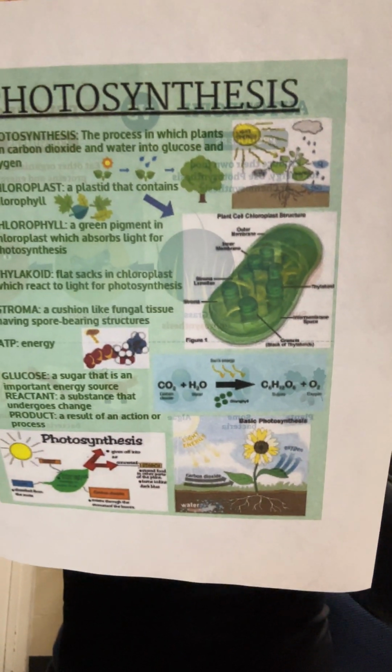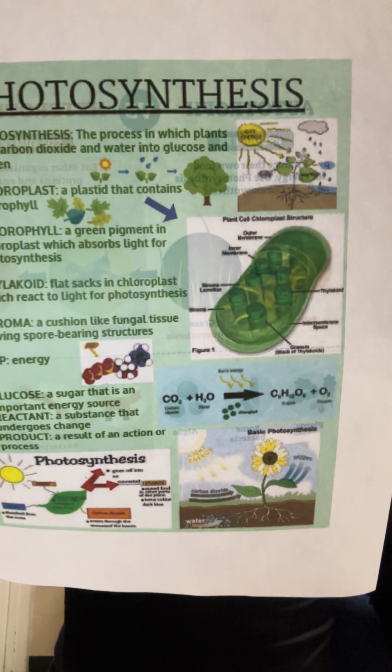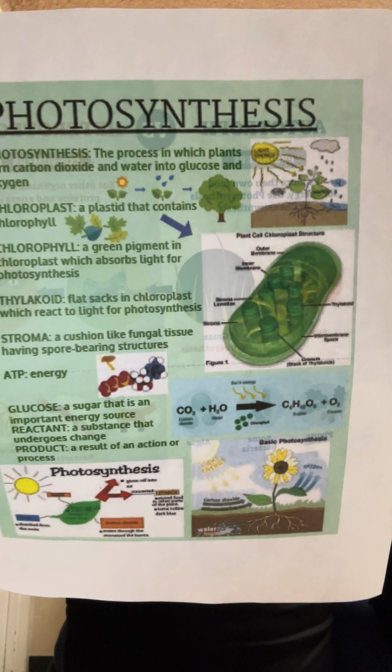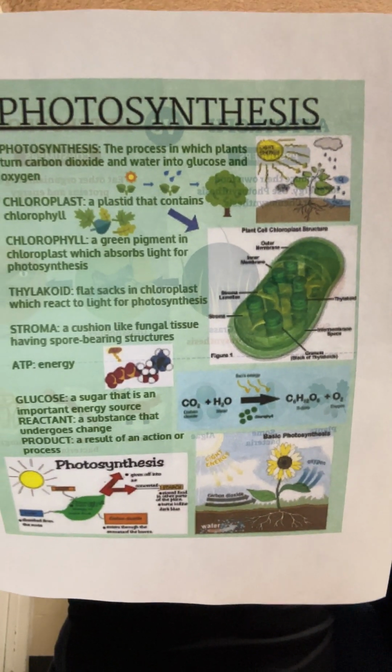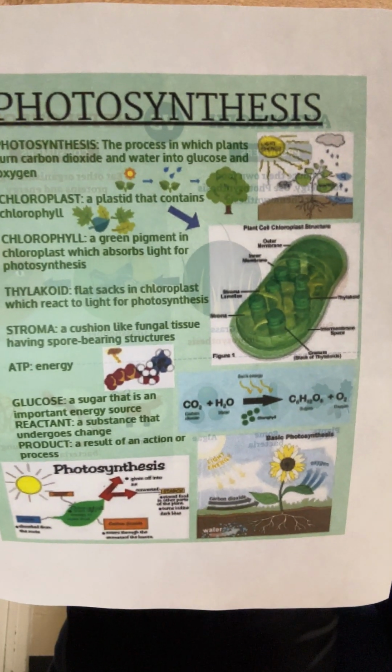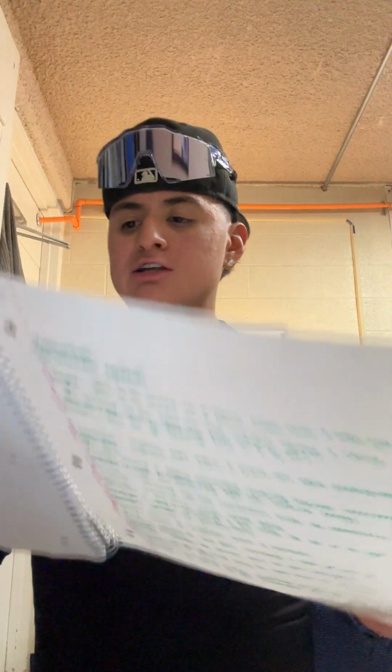Now the stroma is a gel-like fluid filling the space inside the chloroplast surrounding the grana. Its function is that it is the site of the light independent reactions known as the Calvin cycle, which we will get into later. And last but not least, chlorophyll. It is the primary pigment used by plants to capture light energy. Its function is to absorb light energy, particularly in the blue and red parts of the spectrum, giving plants their green color that we all know.